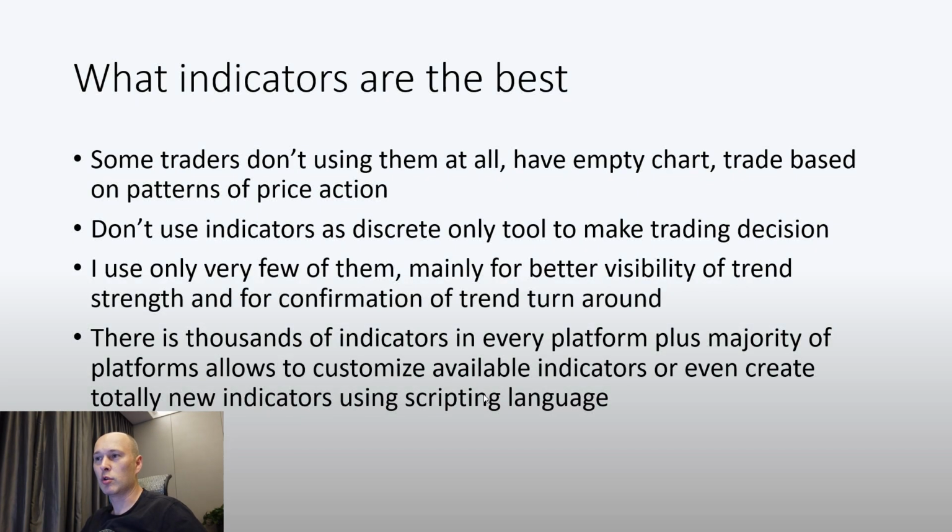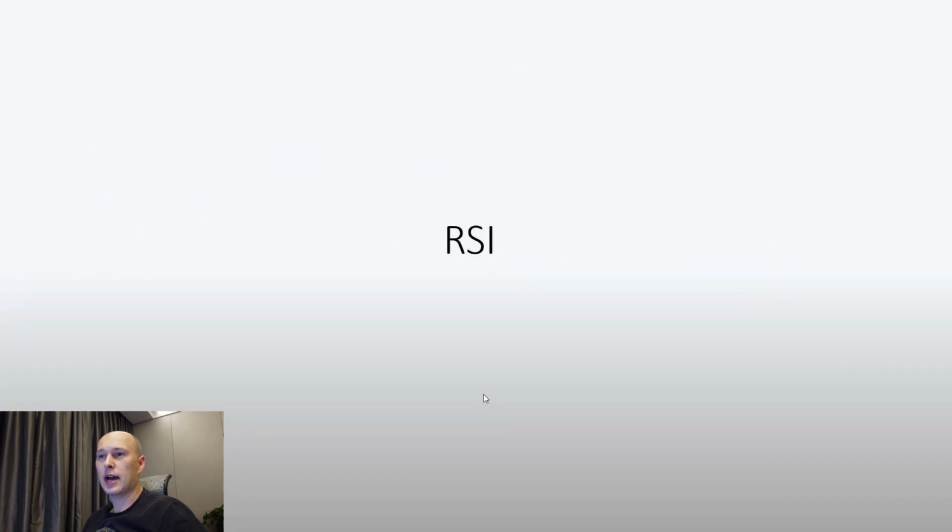This is very important to know, because many traders think that indicators indicate where the price will go. It's not the case. Indicators show some combined characteristics of the price, but the price is primary and the indicators are secondary, derived from the price. I typically use only a few of them. It's better for visibility. The chart looks cleaner, and you don't get confused when there are too many of them. So the first indicator I want to show you is RSI.